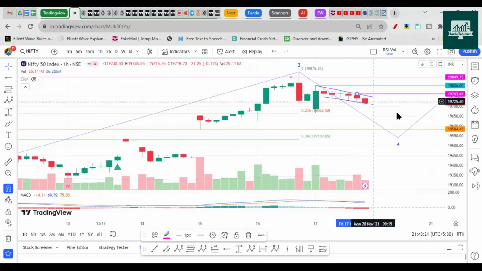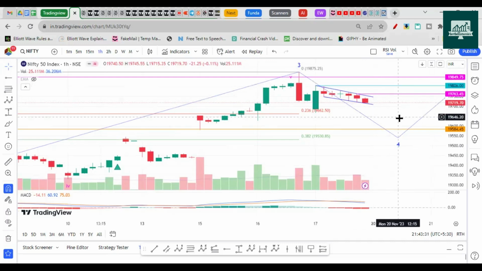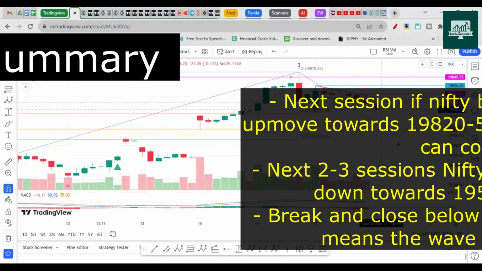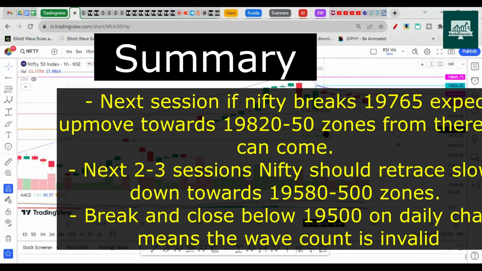On the 15 minutes, if a gap up happens around 19,765, then I would look for a 50 to 80 points up move, and then it can give a dip on the downside. So this is already a three-wave structure here. Then again, it can make a three-wave structure like this, and then again a three-wave or five-wave structure is possible. So this can be a flat or a triangle in a fourth wave. This will be a slow move. Do watch out for that in the next session.